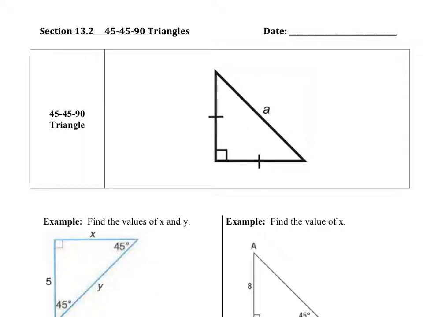Welcome back. Here is section 13.2 on 45, 45, 90 triangles. So we're talking about right triangles. Go ahead and fill in today's date up here. I'm going to start with some labeling here.